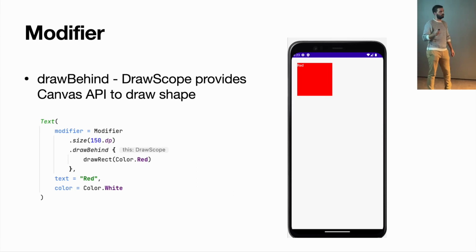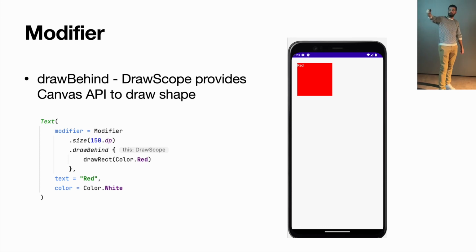One more really powerful thing about modifier is essentially you have the option for draw behind that basically lets you use the canvas API for the whole canvas that this composable is taking. So if we have size of 150, we set draw behind. We basically have a square and we can draw whatever we like. In this example, we draw a rect, and you have a lot more built-in options like drawing circles, lines, and I don't know what.